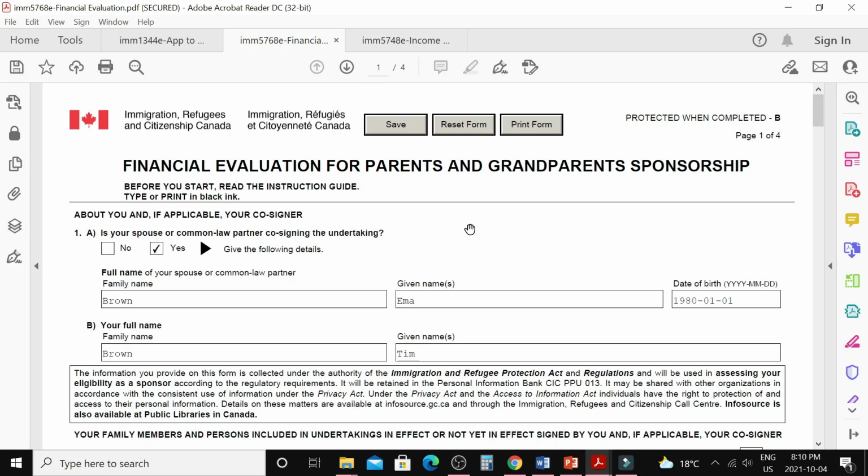Full name of your spouse or common law partner means the main sponsor's spouse, which could be the co-signer too. So you need to provide family name and given name. Again, if you do not have a family name on your passport, you can write the full name here in the family name. Date of birth of the spouse. Then sponsor's full name here, family name and given name.